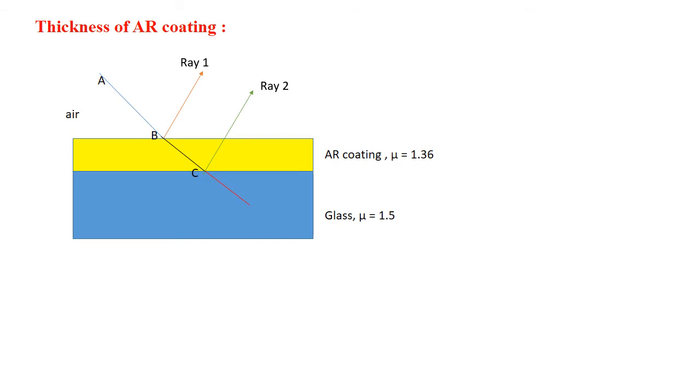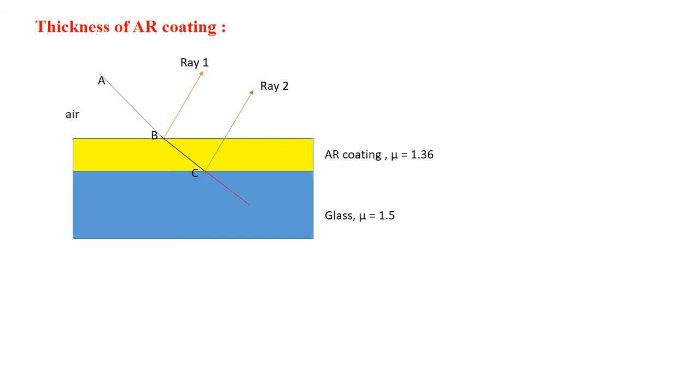Now ray 1 and ray 2, both these rays are derived from a single ray AB. So both the rays are coherent, and hence these two rays will interfere and they will produce the interference pattern. Now we want that destructive interference should take place between ray 1 and ray 2, then only the reflected intensity coming from both the rays will be minimum.